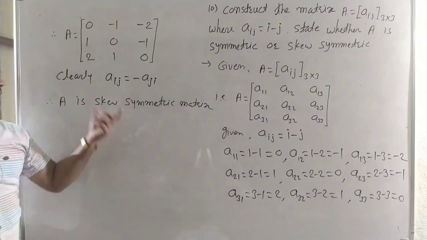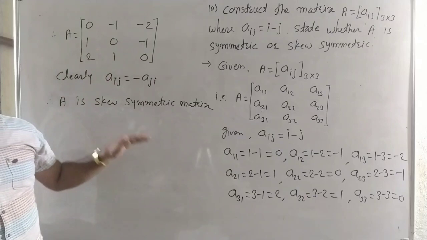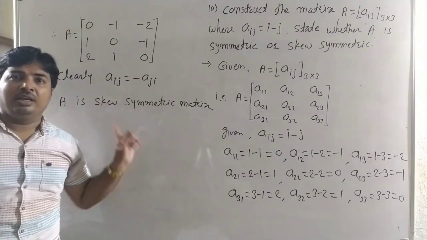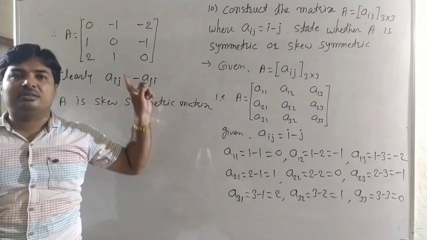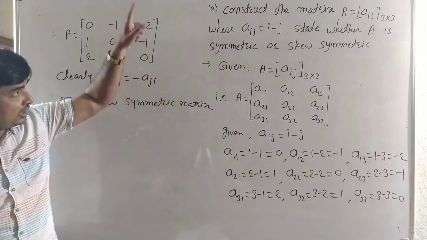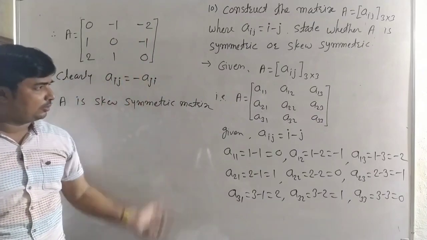You can also find this by using A, then we find A transpose, and then we find the minus of A transpose, and then A is equal to minus A dash. It is a skew symmetric matrix. Okay, see carefully, this completes our exercise 4.4. See carefully all the examples.